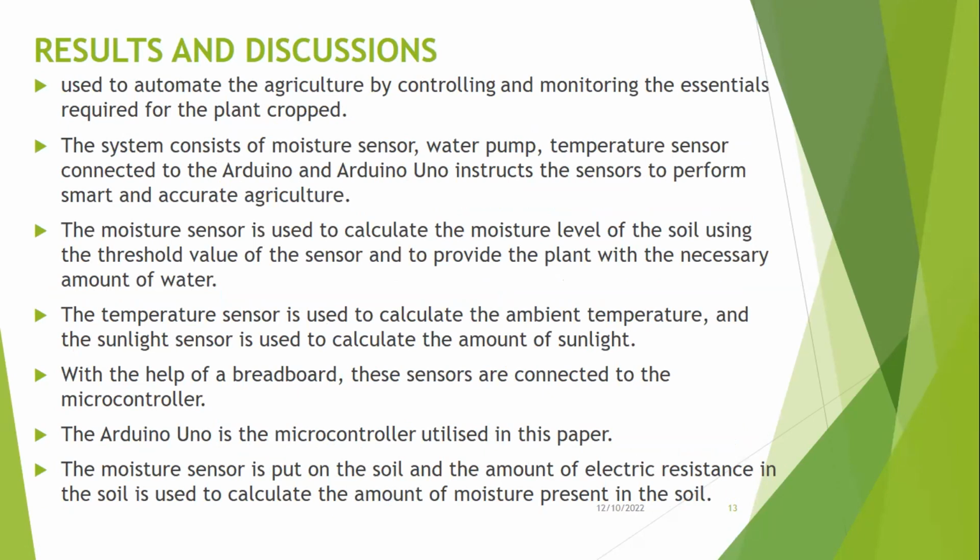The temperature sensor is used to calculate the ambient temperature, and the sunlight sensor is used to calculate the amount of sunlight. With the help of the breadboard, these sensors are connected to the microcontroller. The Arduino Uno is the microcontroller utilized in this paper. The moisture sensor is put on the soil, and the amount of electric resistance in the soil is used to calculate the amount of moisture present in the soil.